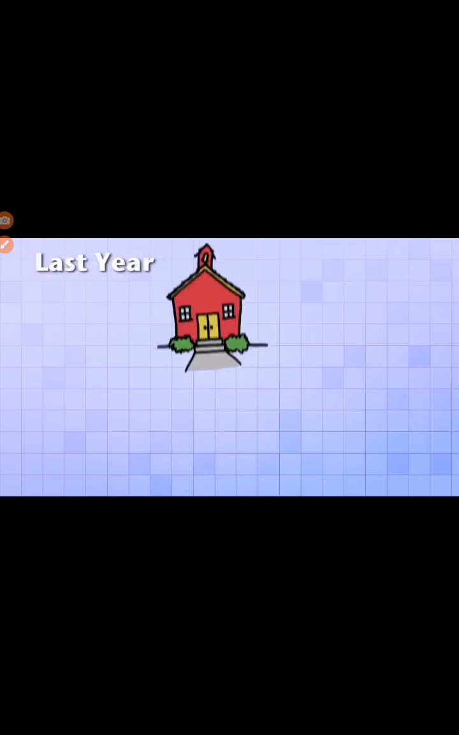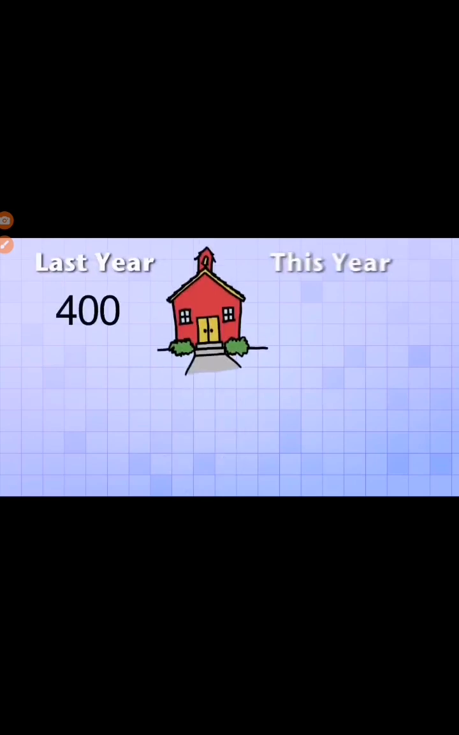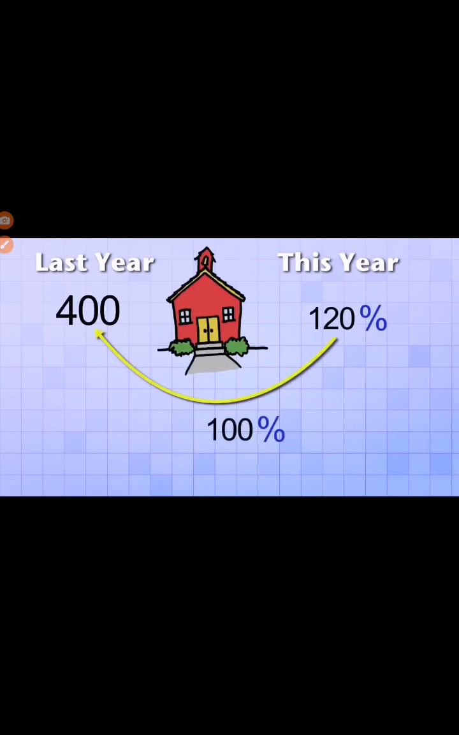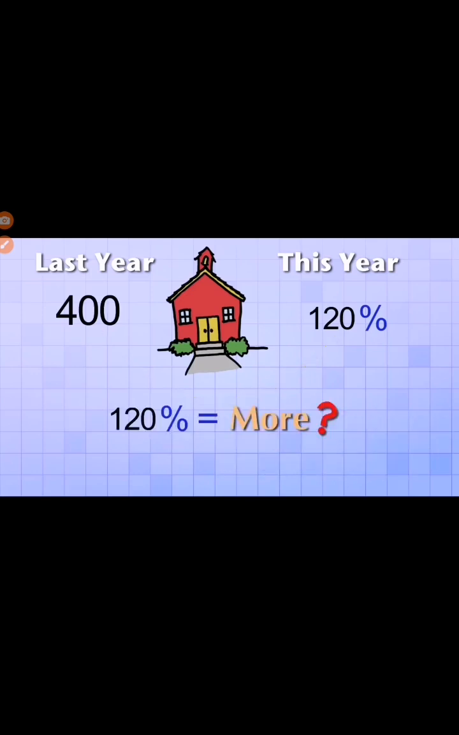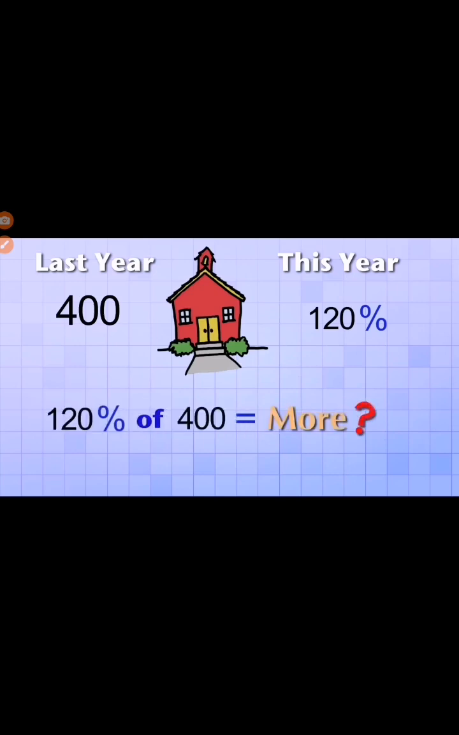Suppose that last year your school had 400 students, but this year it has 120% of that amount. Well, 100% would mean the exact same number of students as last year. So 120% must mean that there's more students now. But how many students? To find out, we need to calculate what 120% of 400 is.